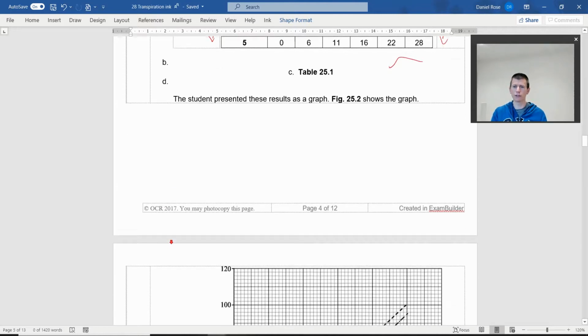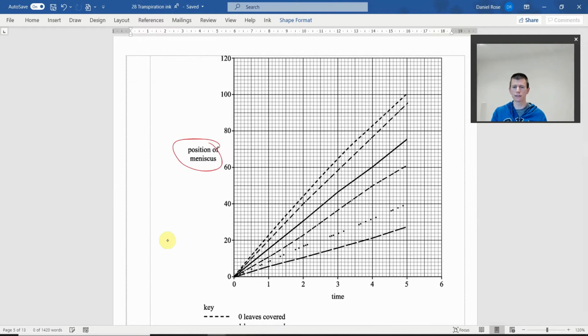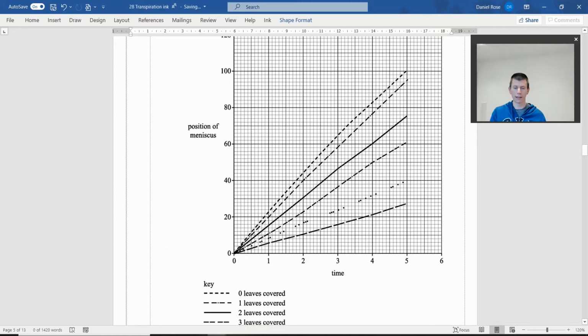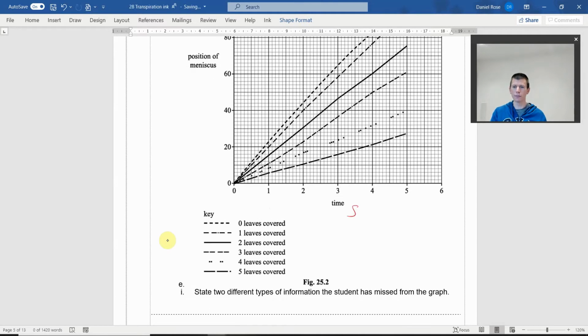Assume the sensitive result is the graph. Figure 25.8 shows graphs. Right, position of the meniscus. Let's correct the examiner: millimetres. Really having fun with my pen today, right? Anyway, it should say millimetres. The examiner doesn't like the fact I'm correcting the graph. And time, yes, there should be units down at the bottom. And what's happening? So, lovely key.